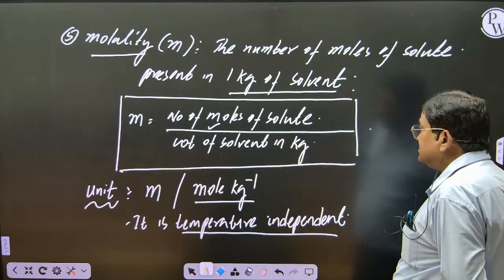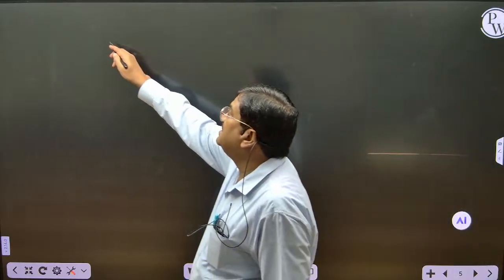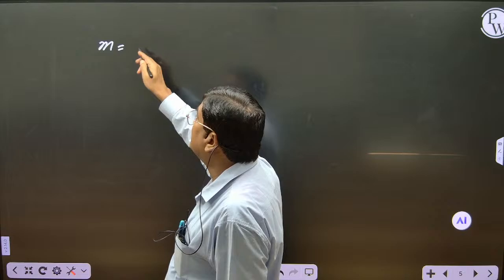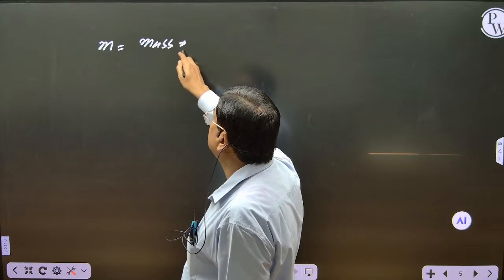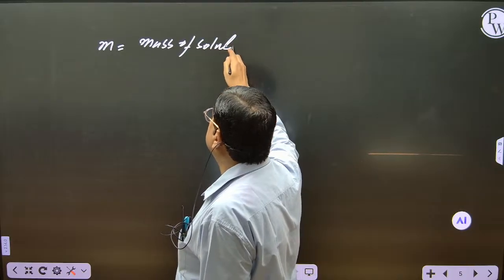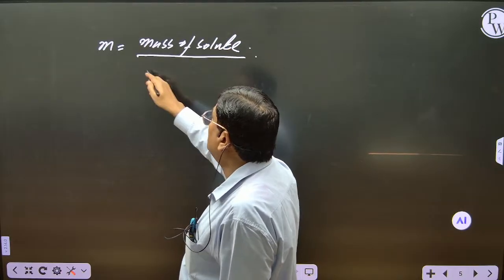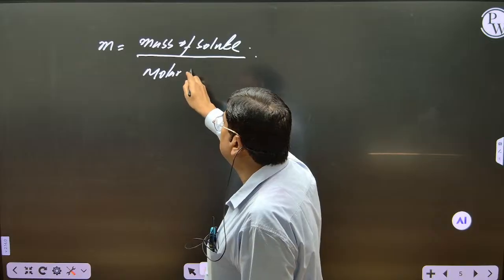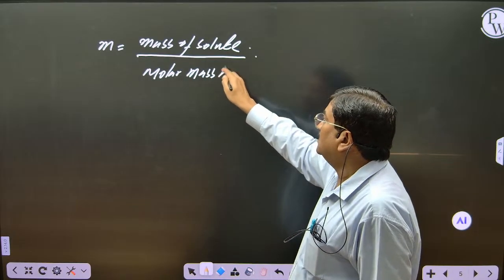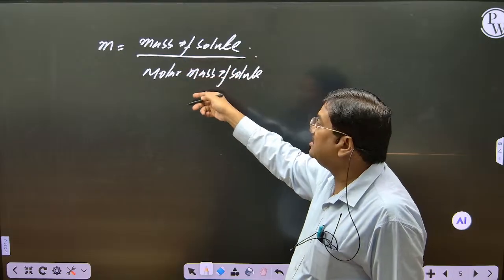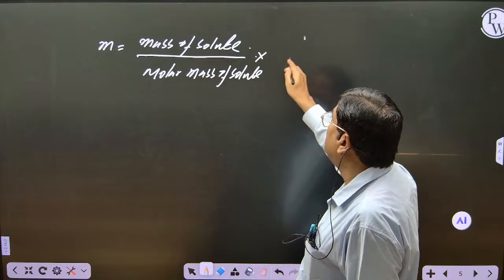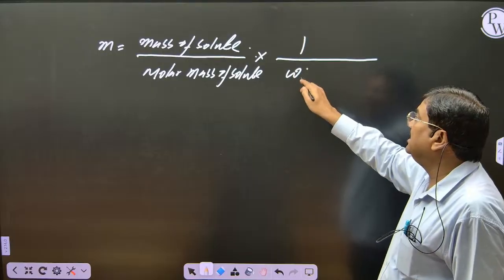Okay, next relation, right? This molality can be written further as what? In place of moles of solute, what am I writing? Moles, how do we get it, student? Mass of solute by molar mass of solute. Getting the idea, all of you? In place of moles, we are writing mass of solute by molar mass of solute into 1 by weight of solvent in kg.